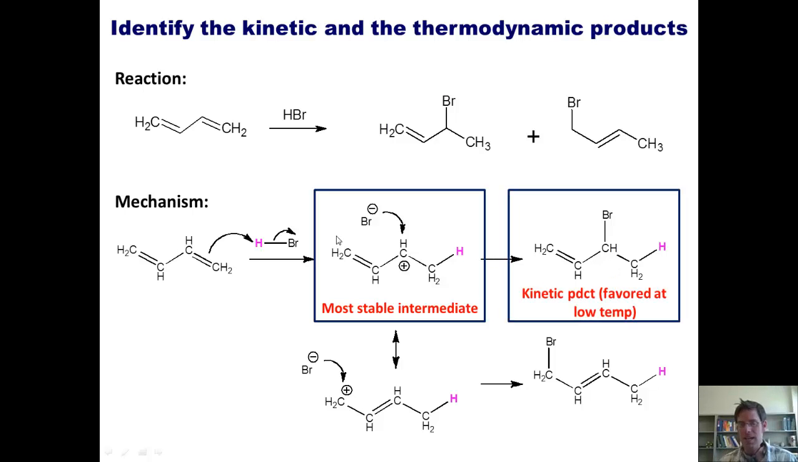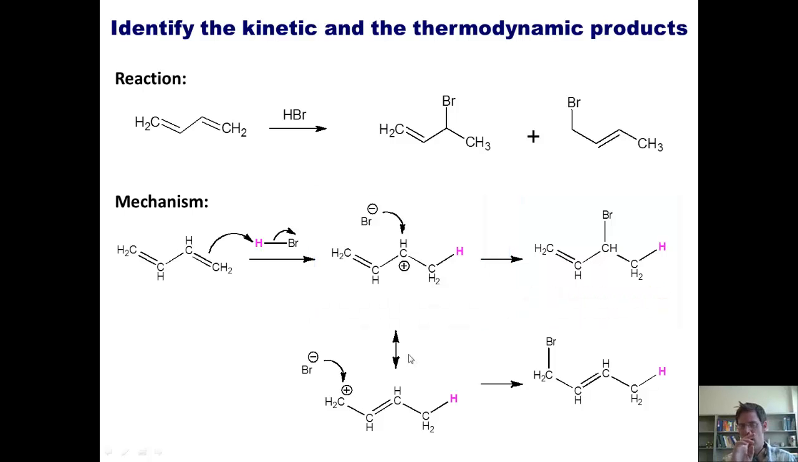What this really means is that if you are running this reaction at low temperature, like negative 78 degrees Celsius, this is the product that you would get as the major product. The reason is because this more stable intermediate is the one that would be favored at low temperature because it can't go back and forth as quickly or as easily at that temperature. Does that make sense? Kinetic product always arises from the intermediate that's the more stable intermediate.